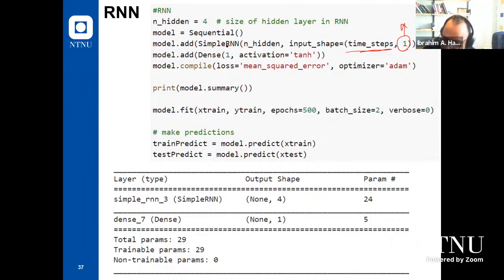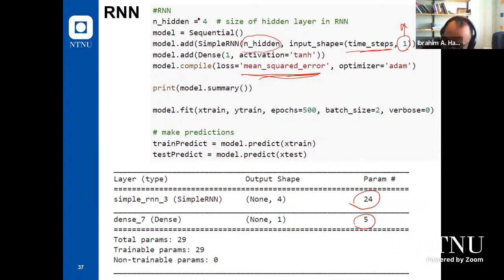So we have 2 layers. One layer is SimpleRNN. You need to define the number of hidden units in this layer. For example, this is the input shape. We have one dense layer, and this has an activation hyperbolic tangent, for example. And we will use mean squared error or mean absolute error. I mean, we need to decide which one will fit your problem. So this SimpleRNN will have 24 parameters, and the dense layer will have 5 parameters.